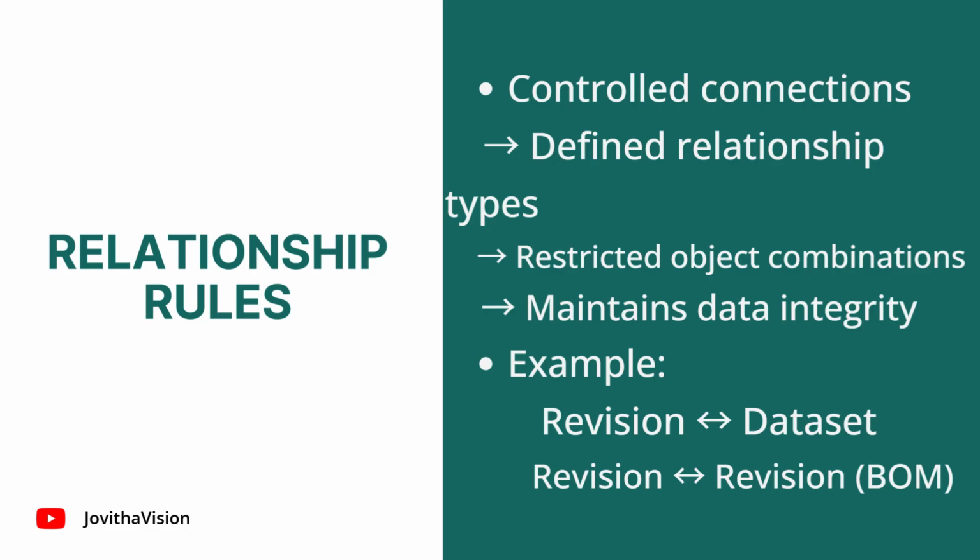Now here is another question. Can you connect any object to any object in Teamcenter? No, right? There are defined relationship types. For example, an item revision may reference a dataset. A BOM structure connects revision objects. Some relationships are restricted to specific object types. These constraints help maintain data integrity.